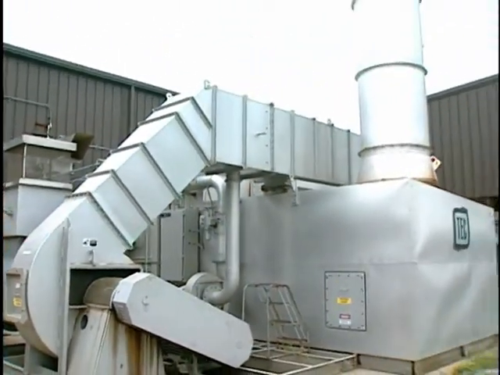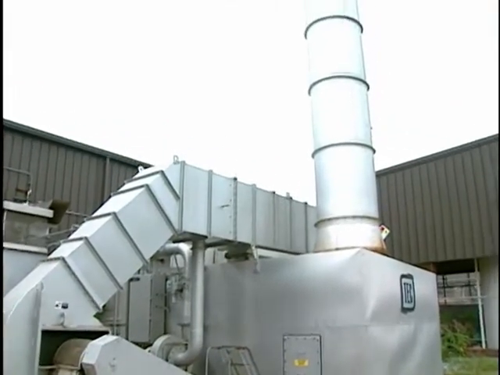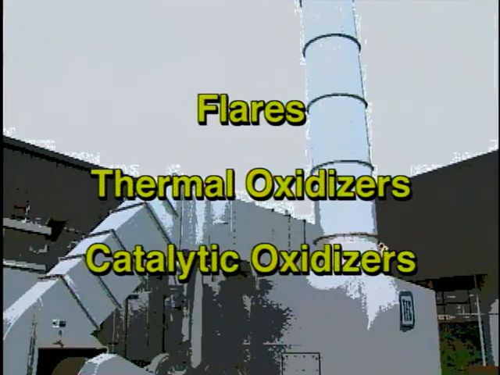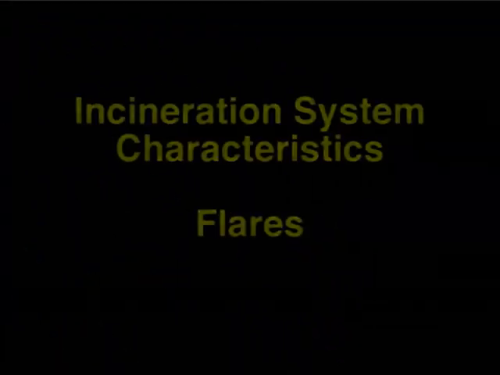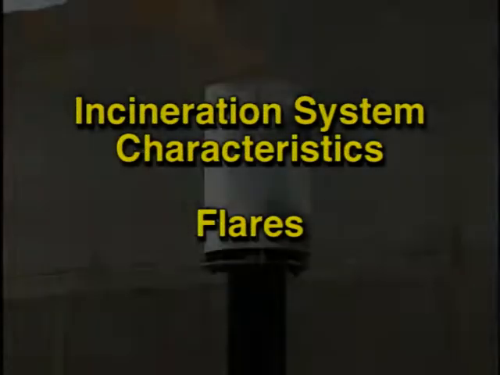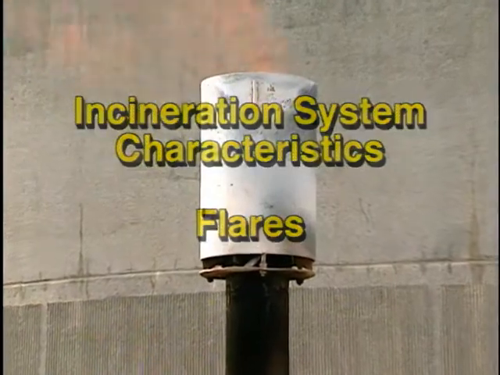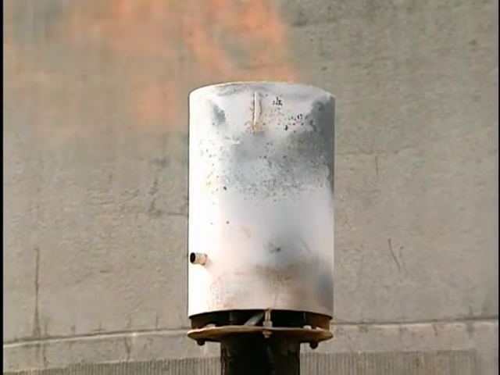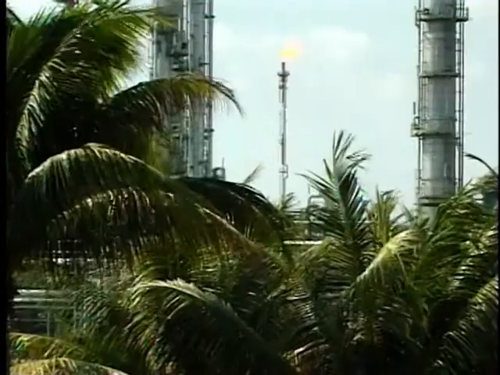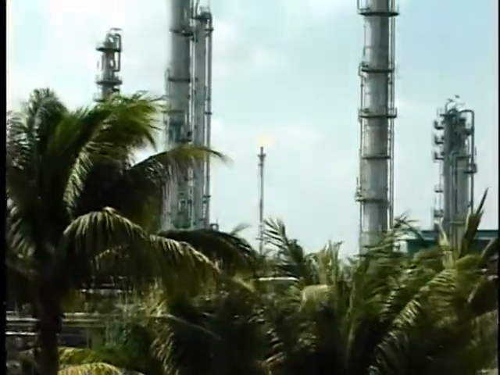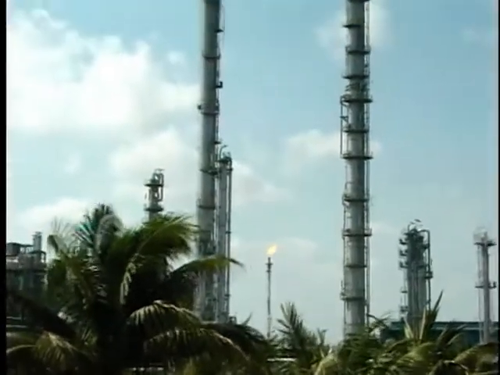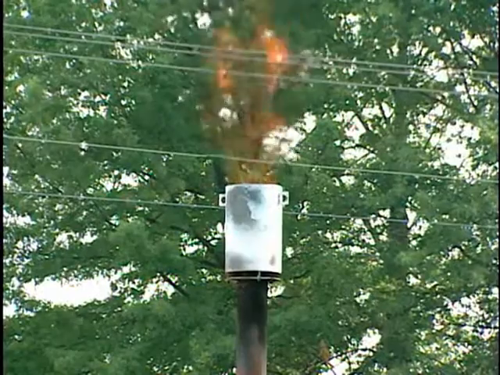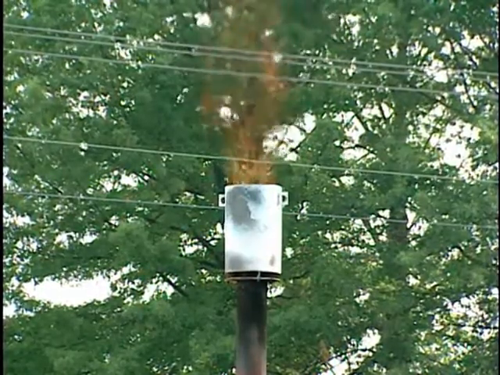There are three common types of incineration processes: flares, thermal oxidizers, and catalytic oxidizers. Flares are usually used for gas streams that have organic vapor concentration greater than 2 to 3 times the lower explosive limit. If the waste gases do not have sufficient heat content, fuel will be added to the gas stream. This is referred to as a fired or endothermic flare.